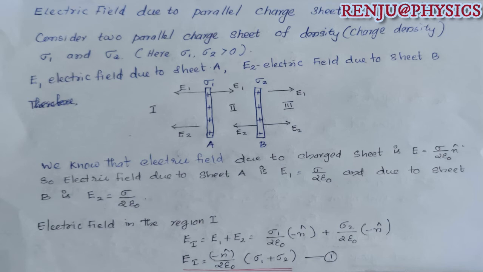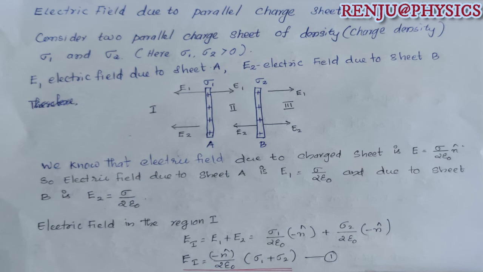So we know that the electric field at a point due to a charge sheet is given by the equation E is equal to sigma by 2 epsilon 0. Sigma is the charge density, epsilon 0 is the permittivity of free space.